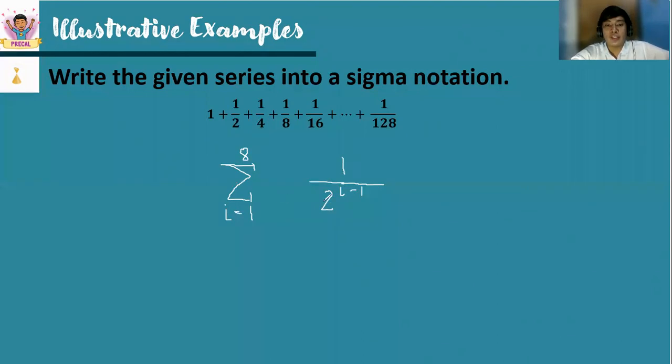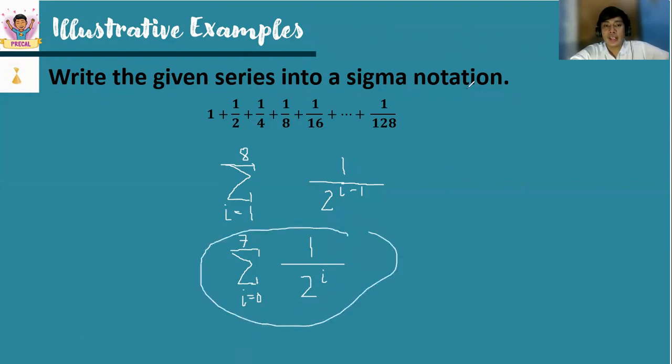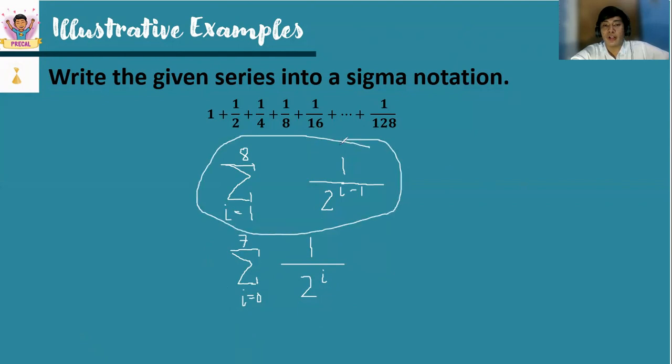But there is another way to write the given summation notation. So what if we start from I is equal to 0? Notice that the lower boundary is now 0. So the upper boundary would be 7. So we can also write this one as 1 over 2 raised to I. So this is a simpler formula. If I am going to be asked which is simpler, that is the second one. But this is also a possible answer.